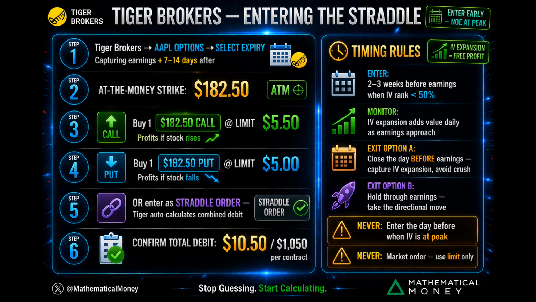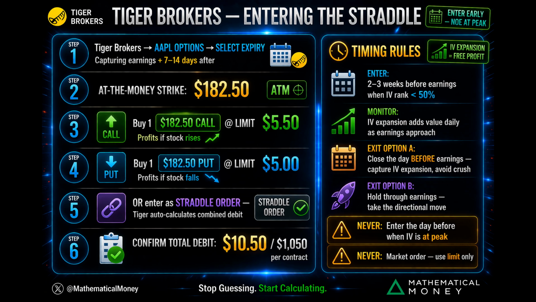On Tiger Brokers, navigate to the Apple options chain and select the expiry that captures the earnings date with approximately 7 to 14 days after the announcement. Go to the at-the-money strike, 182.50. Buy one call and one put at this strike simultaneously. Enter both as a single straddle order or as two separate market orders at the mid-price. Total debit displayed in the Tiger ticket, $10.50 per share, $1,050. The platform automatically shows your upper and lower break-evens.